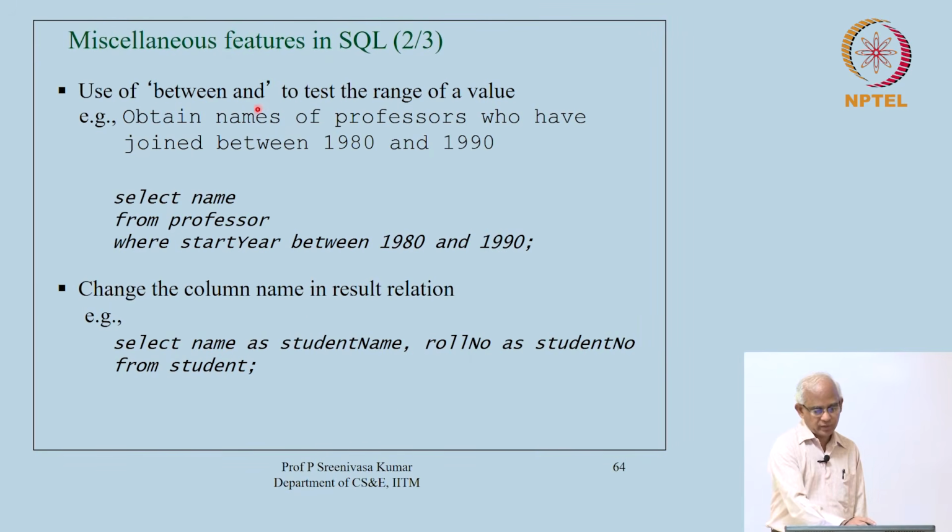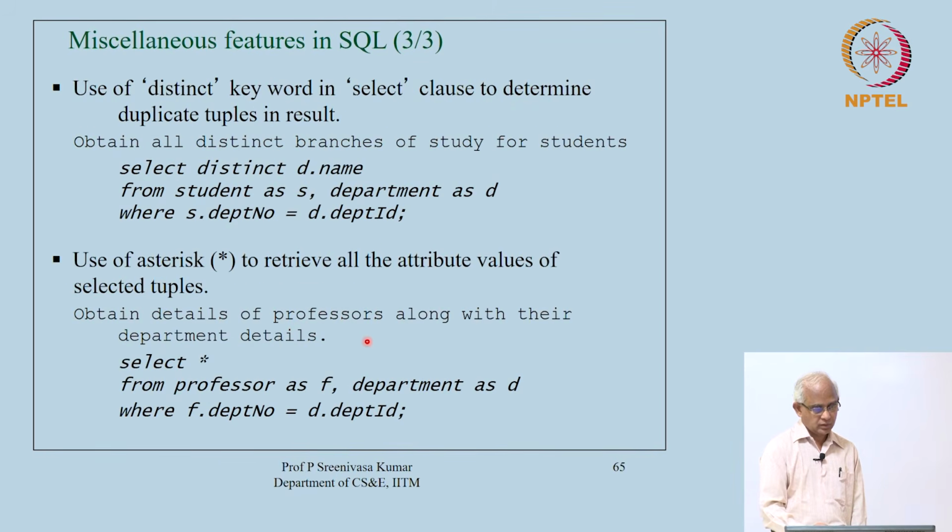You can also use between and to give a range of values, start year between so and so. We have already seen how result columns can be renamed using the as keyword, name as student name, roll number as student number, etc. So, this attribute renaming we have already seen. And then there is the use of the distinct keyword in the select clause in order to eliminate duplicates.